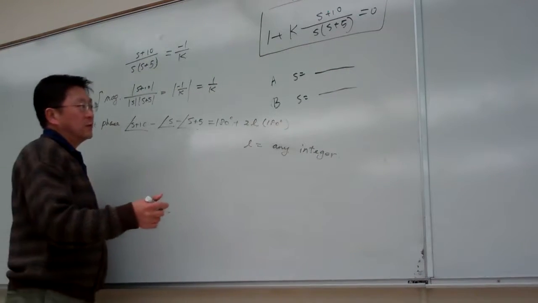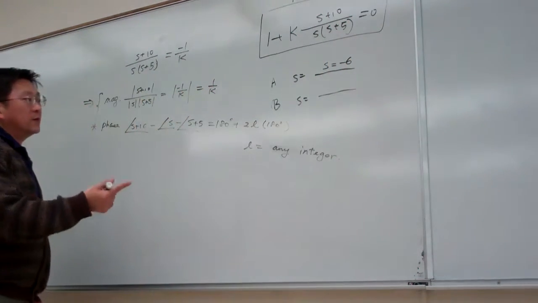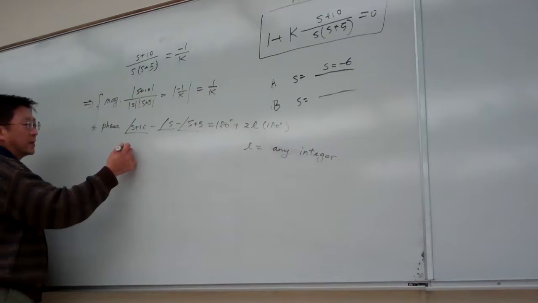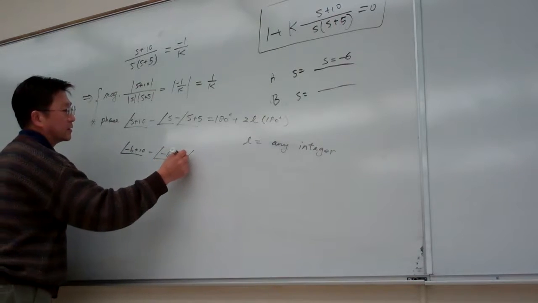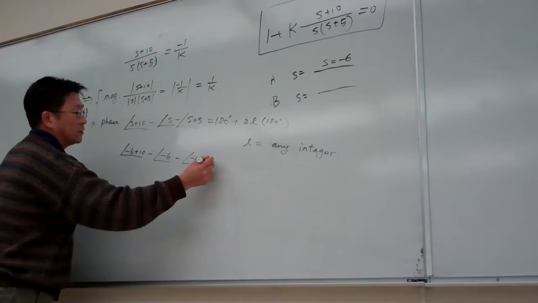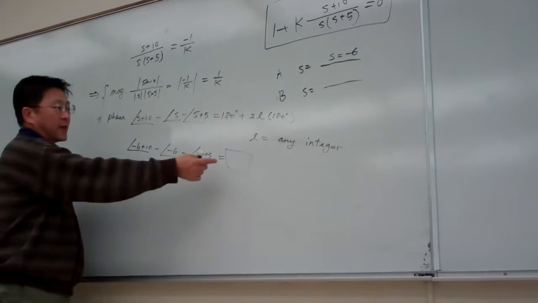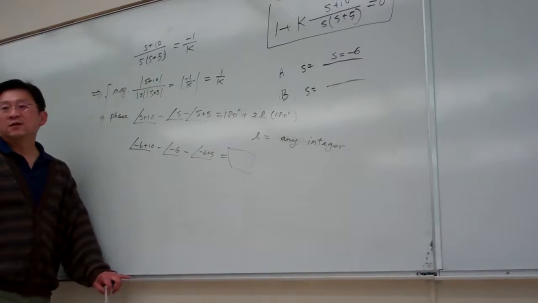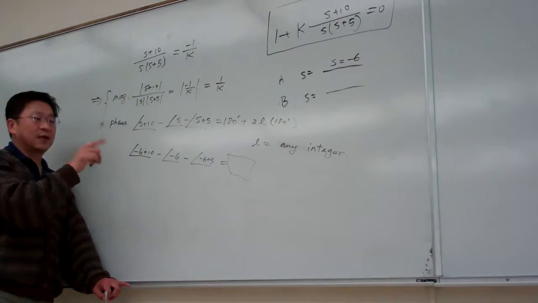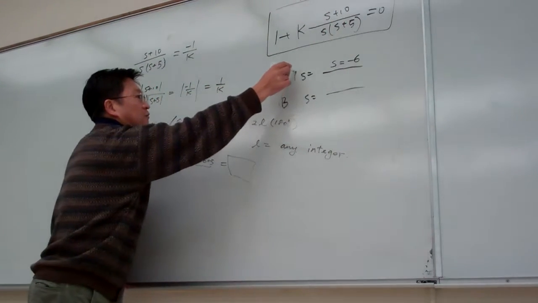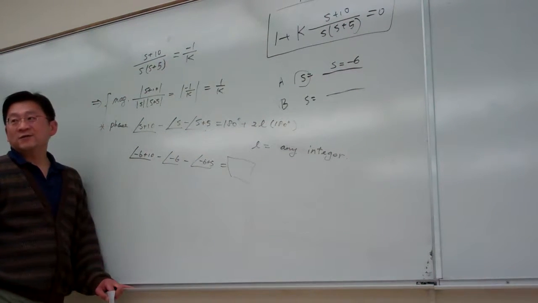For example, here one is s equal to minus 6. So what you do is you simply plug in s equal to minus 6, so s plus 10 becomes minus 6 plus 10, and s plus 5 becomes minus 6 plus 5. You check what the phase angle is here. If this angle falls into, say, 180 degrees, minus 180 degrees or 540, whatever number fits here, then that guarantees this is on the root loci. If this angle is not equal to this, then the answer is no, right?